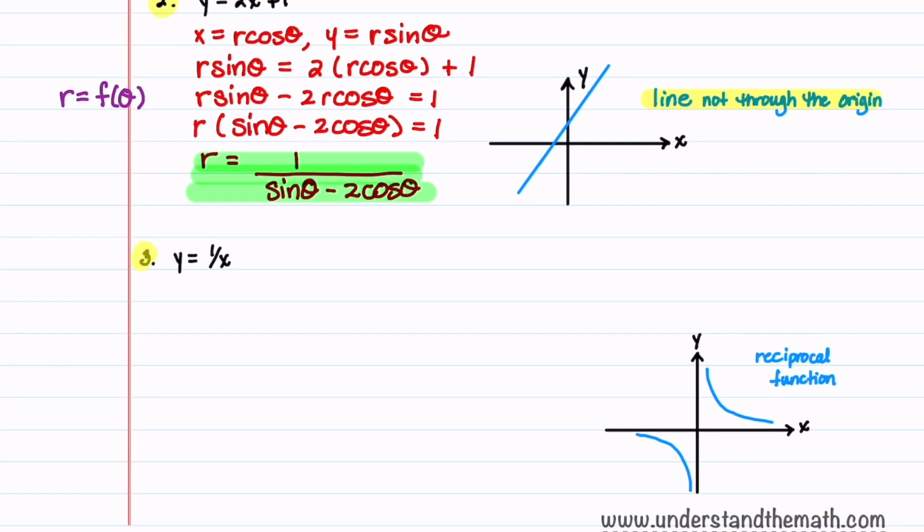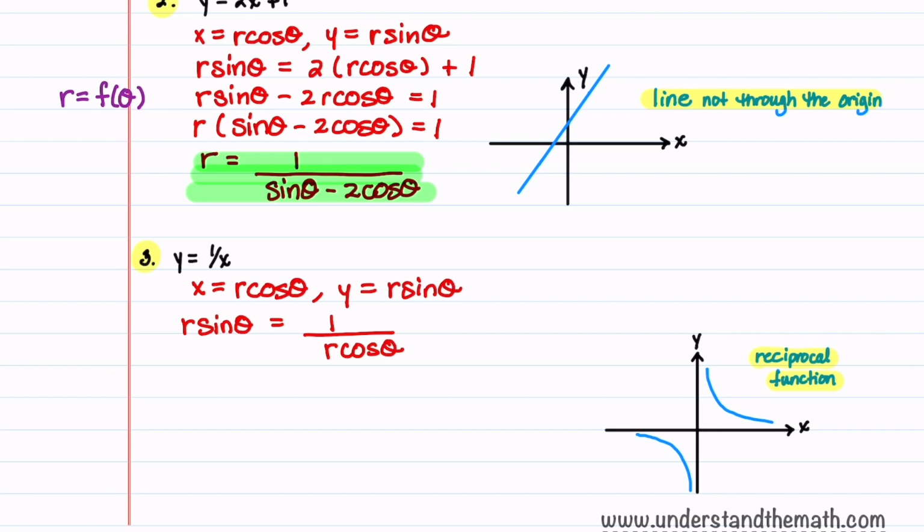Let's now look at our third example. Our equation is y is equal to 1 over x, and this is called the reciprocal function. We let x is equal to r cosine theta, and y is equal to r sine theta. Let's plug these in. On the left-hand side, we have r sine theta, and on the right-hand side, we have 1 divided by r cosine theta.